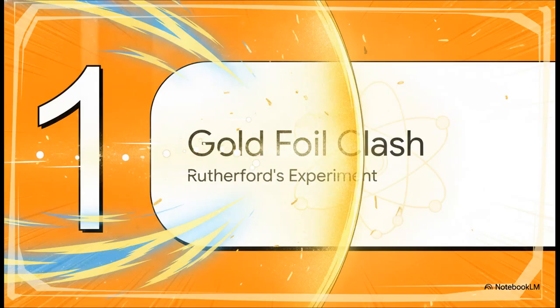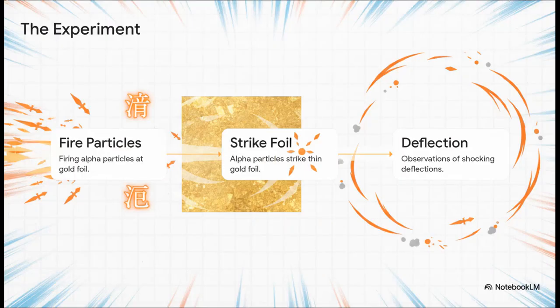All right, let's move right into Section 1, Rutherford's gold foil clash. Enter Ernest Rutherford. He was a pioneer who decided, you know what, let's test the absolute limits of these newly discovered particles with what would become a totally legendary experiment. Step 1, he fires a barrage of high-energy alpha particles. Step 2, they strike an unimaginably thin sheet of gold foil.